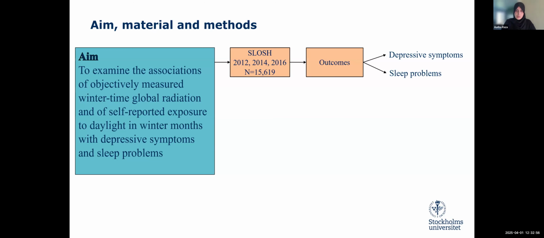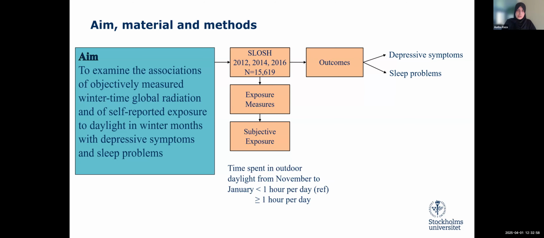For exposure, we used 2 measures. The first one is subjective exposure, and it was self-reported time spent in daylight from November to January, during business days and days off. These are November, December, and January, the darkest months in the year.